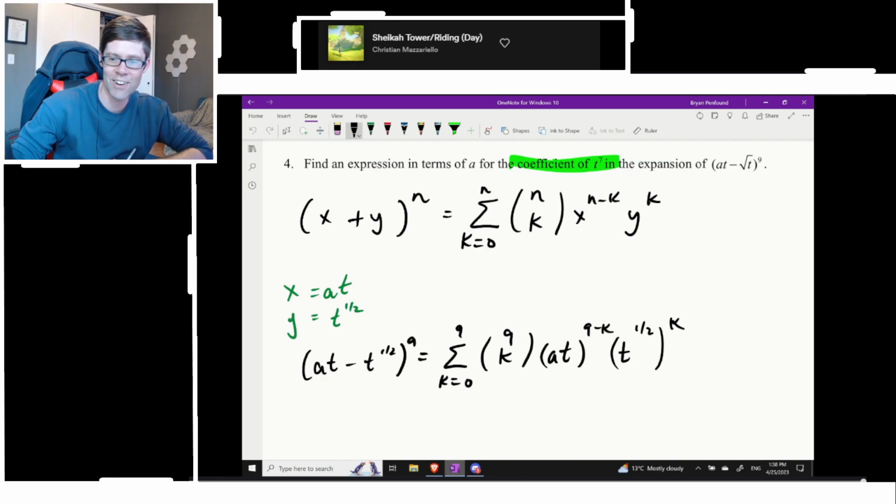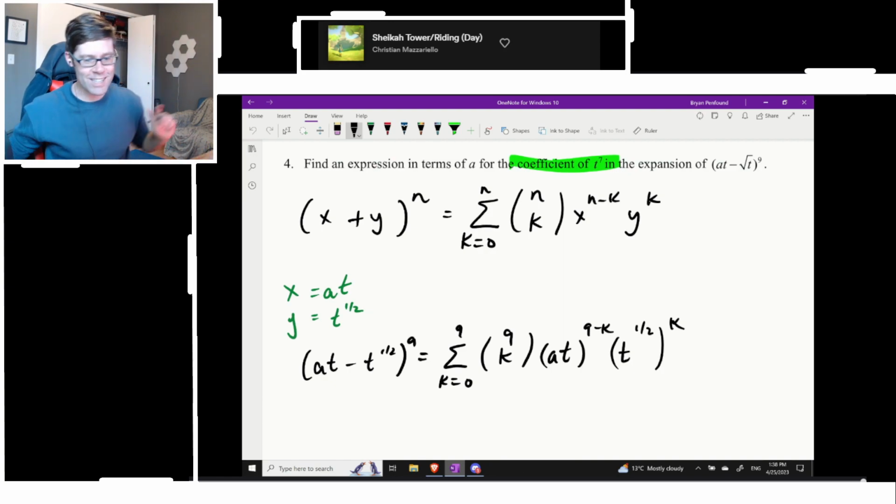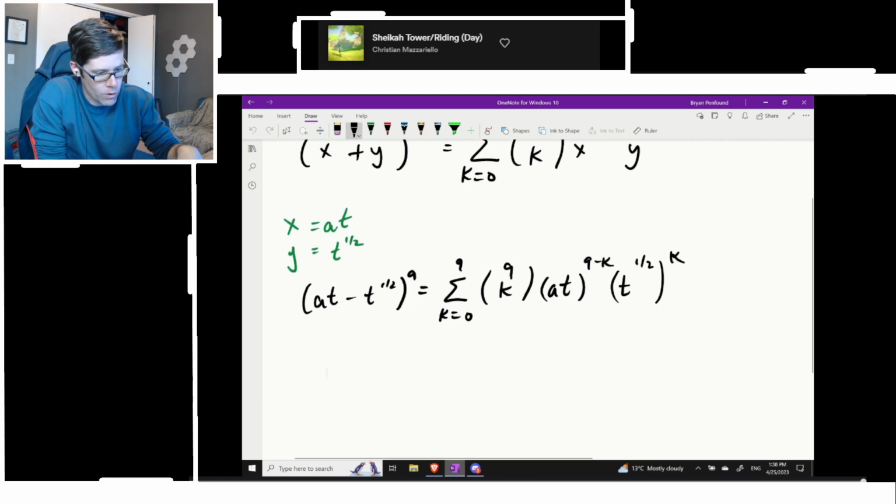What is that crying face? Get out of here. I'm not expanding out something to the power of 9, not a chance. I want to cleverly think through this. I feel like there's going to be probably 2 terms we have to look for, right? So we need to figure out when we're going to have a power of 7.